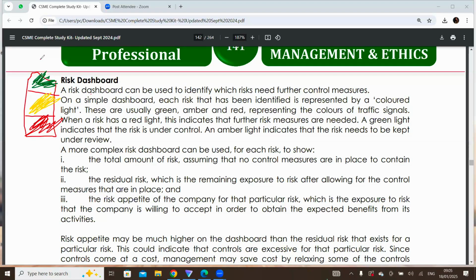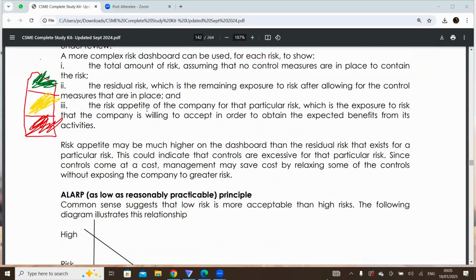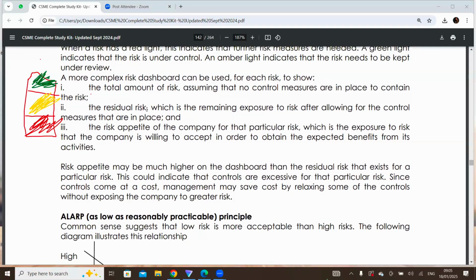A more complex risk dashboard can be used for each risk to show, one, the total amount of risk, assuming that no control measures are in place to contain the risk. Secondly, the residual risk, which is the remaining exposure to risk after allowing for the control measures that are in place. And thirdly, the risk appetite of the company for that particular risk, which is the exposure to risks that the company is willing to accept in order to obtain the expected benefits from its activities.